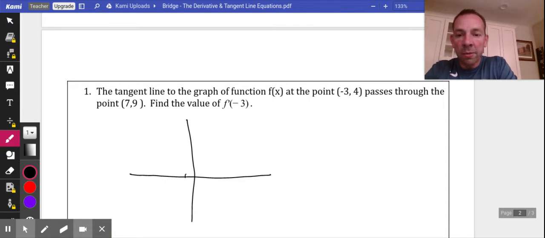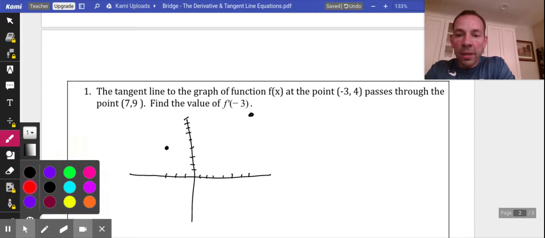So -1, 2, 3, 1, 2, 3, 4. Okay, so here is the point of tangency. Sometimes I call that the POT, the point of tangency. And then the tangent line also passes through (7, 9): 3, 4, 5, 6, 7. There's 7. 5, 6, 7, 8, 9. So we're up in this neighborhood here. So let's say here is my tangent line.